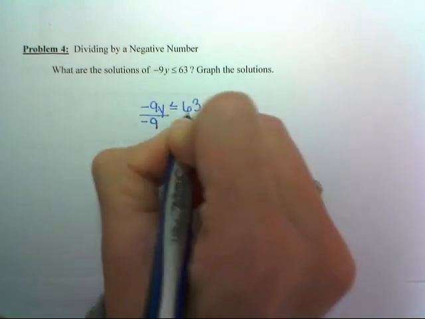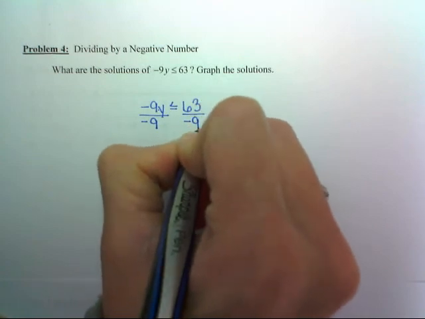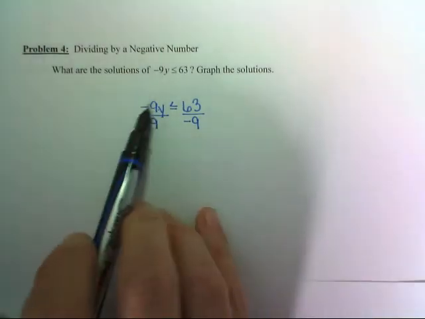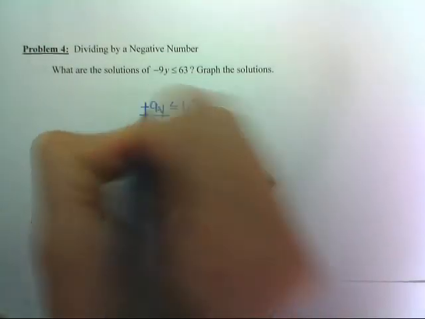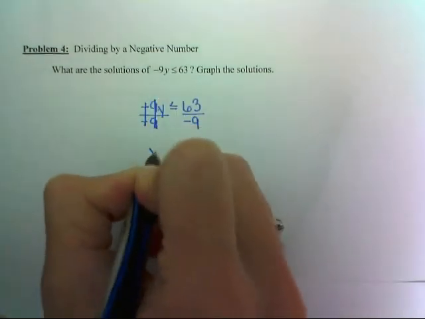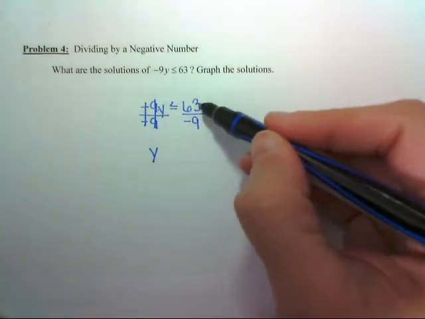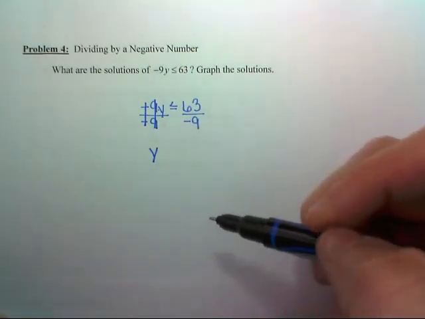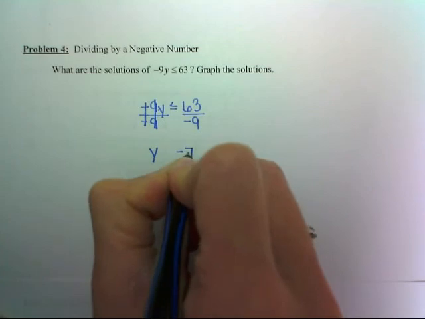So if I divide this side by negative 9, go to the other side of your inequality and divide that side by negative 9. All right, so what's a negative divided by a negative? That's going to give you a positive. And 9 divided by 9 gives me 1. So positive 1y, that was the goal there. Let's look at the other side. 63 divided by negative 9. Well, what is 63 divided by negative 9? That gives you negative 7.